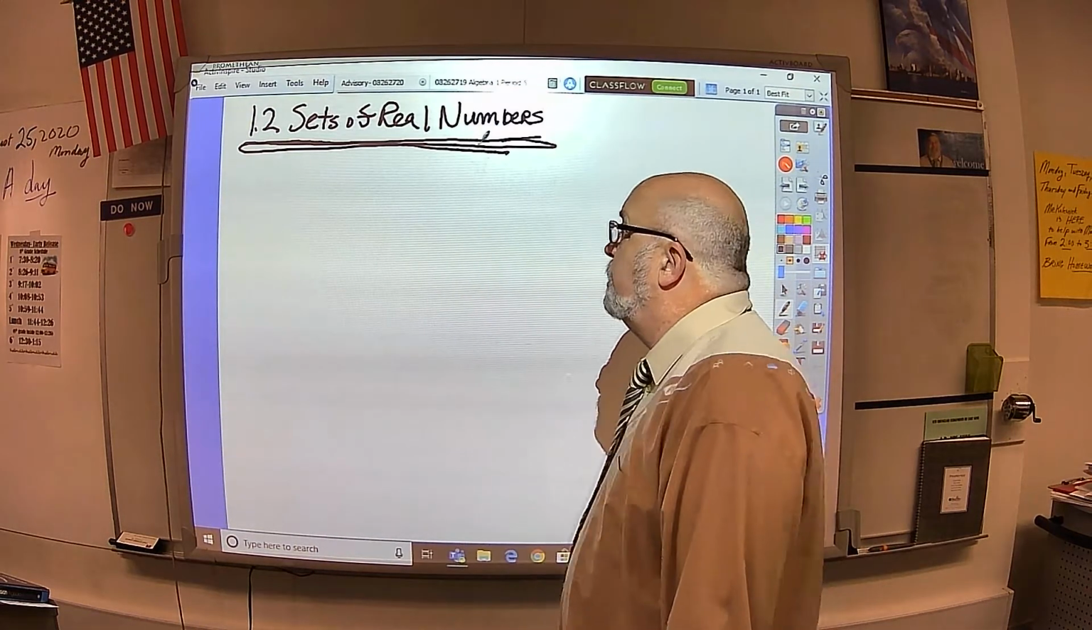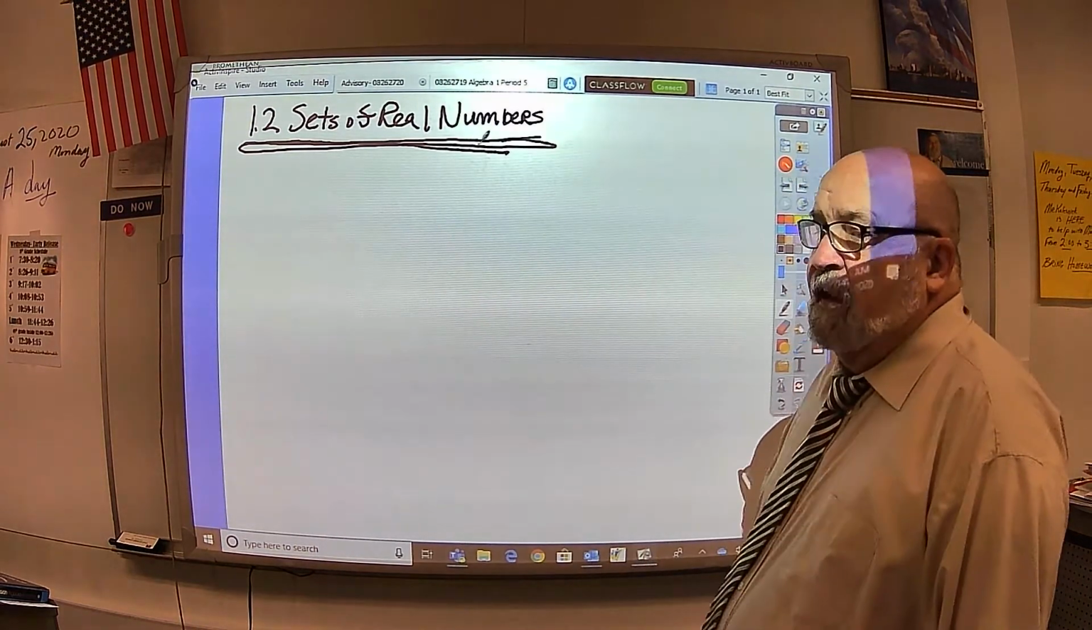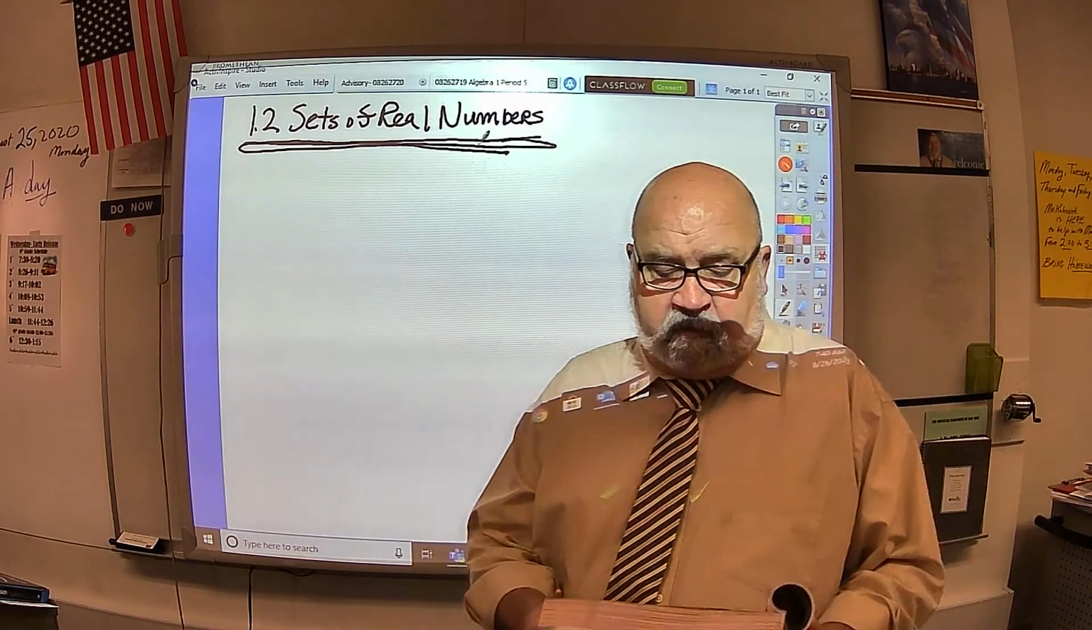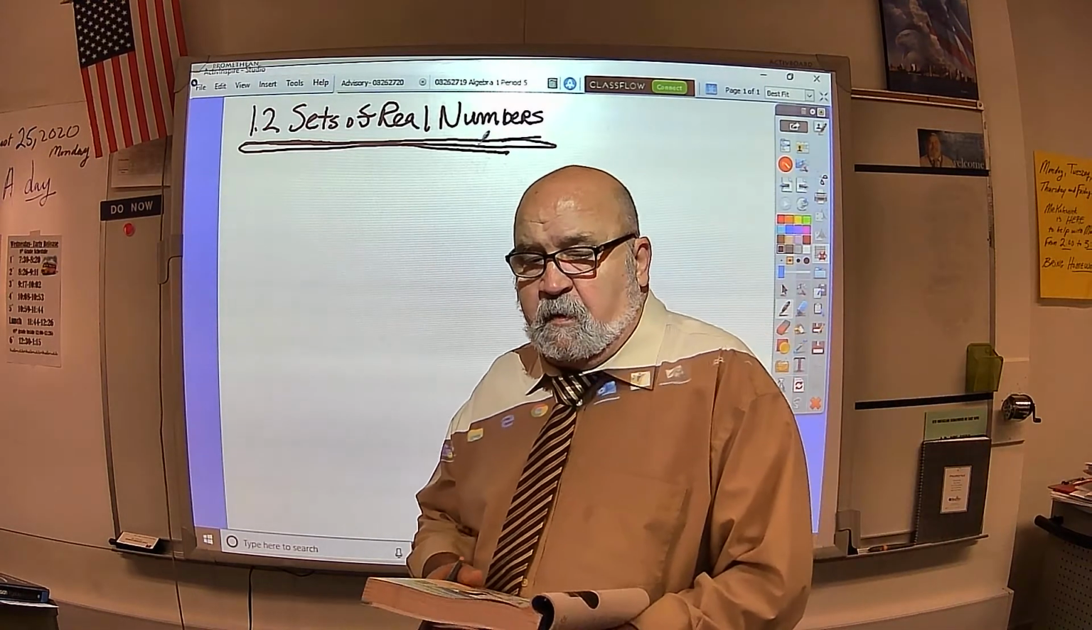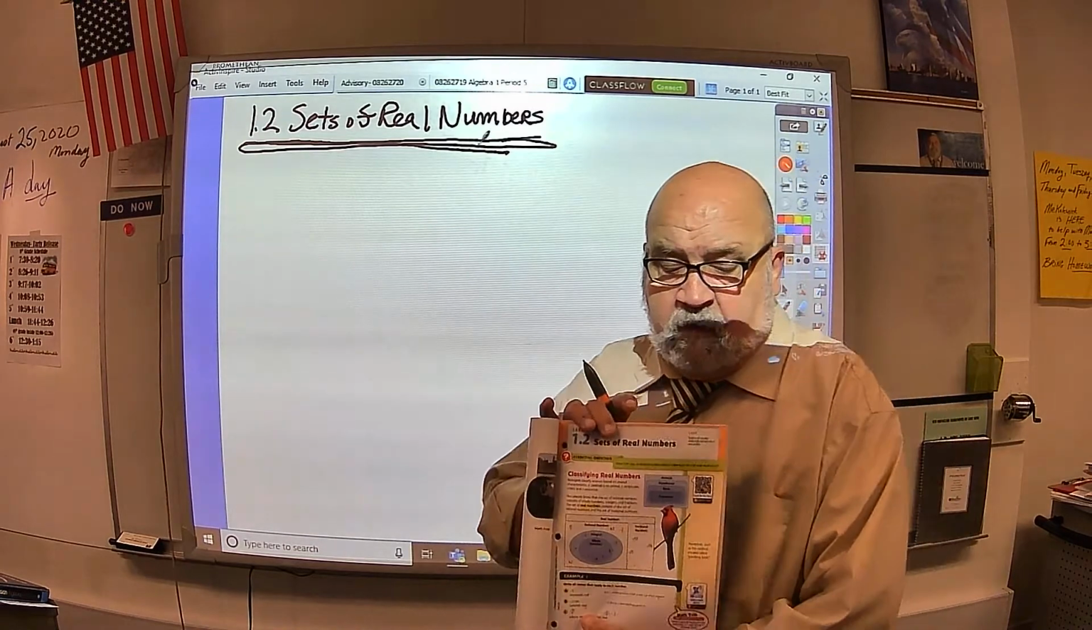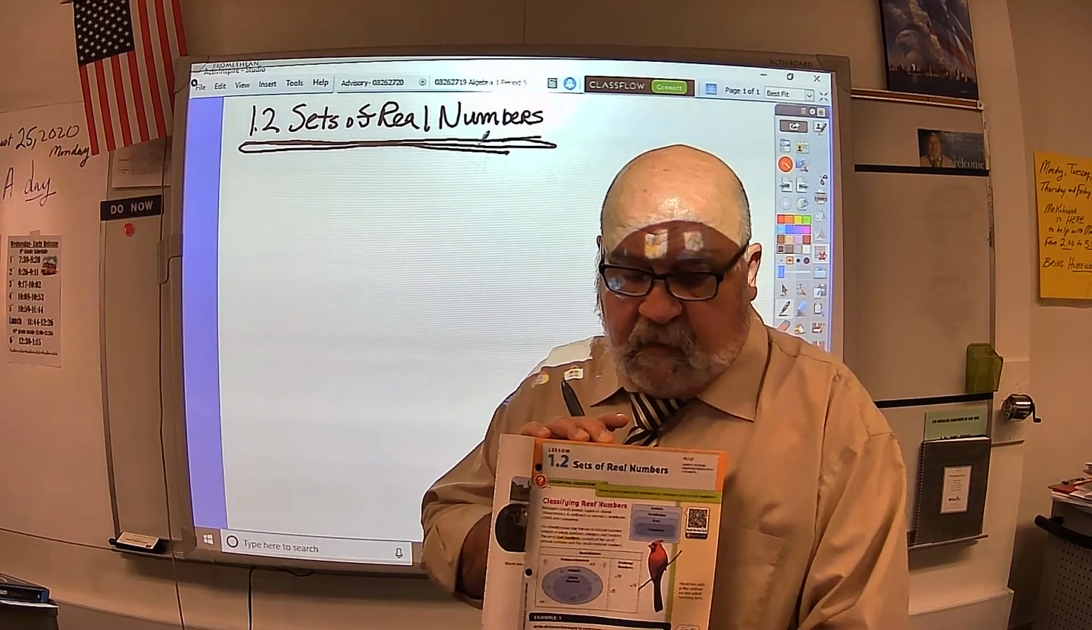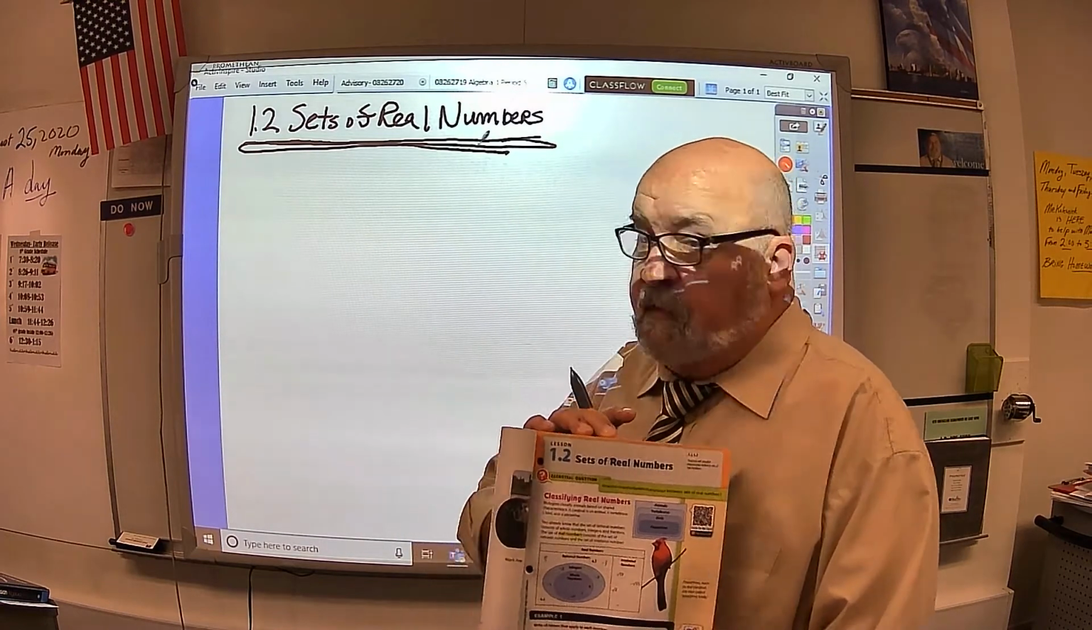Okay, so we're good. We're back on class time again. We want to make sure we get through this as quickly as we can and pretty simply. Where we're going is we're going to 1.2, sets of real numbers.